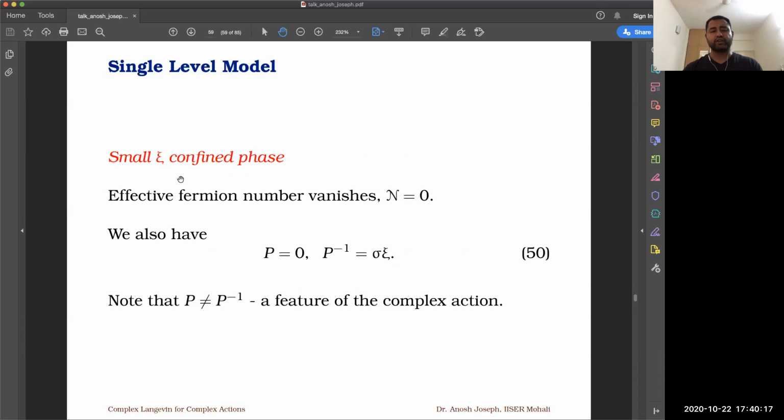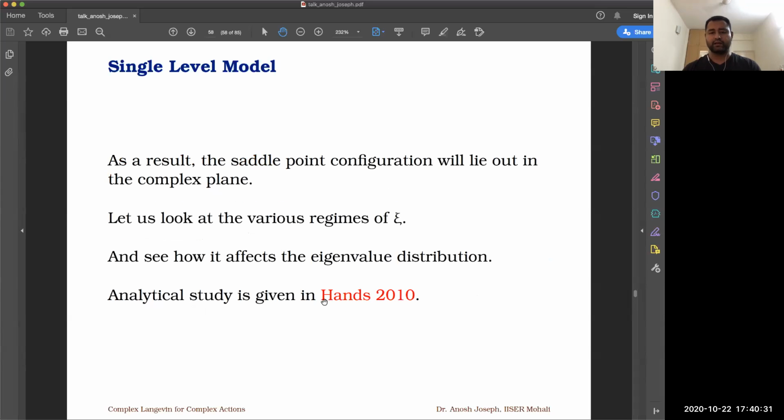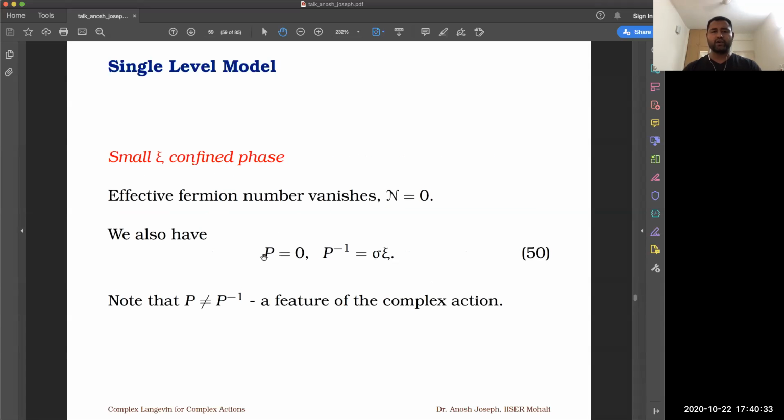So let's look at small psi, the confined phase. When psi is very small, the theory is in a confined phase. So the effective fermion number vanishes. We should get the fermion number equal to 0. And we can analytically show, as they have shown, that the Polyakov loop P equals 0 and P inverse is this non-zero number. So P is not equal to P inverse. It is a feature of the complex action. So we can check whether we are getting exactly the same value in our simulations.